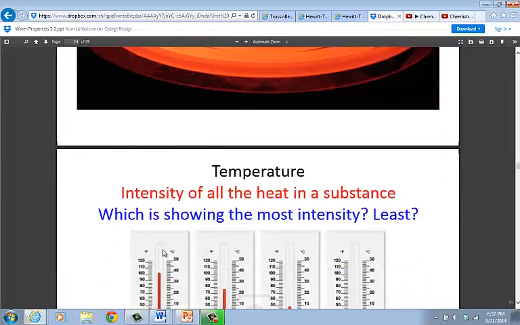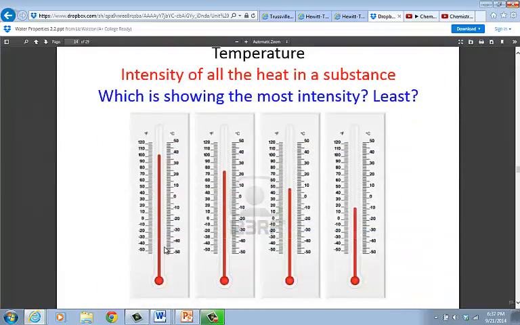That's what causes it to glow. If we added those together, we end up with a measurement of heat. Heat is the total amount of kinetic energy we get in a substance, where temperature is the intensity of all the molecules moving.